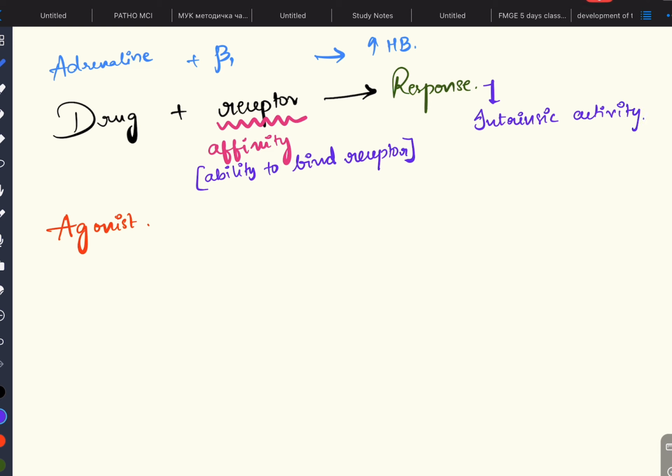Okay, so let's see the agonist. What happens with an agonist drug? Yes, there is the ability to bind the receptors. The drug will bind, and we'll see a maximum +1 response. That is, we will have the maximum response.